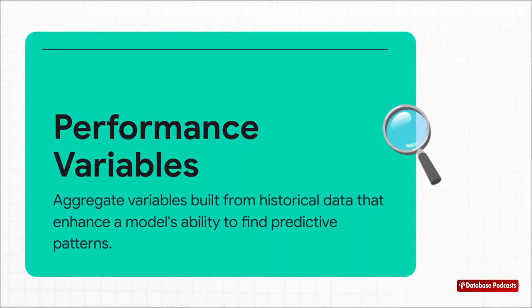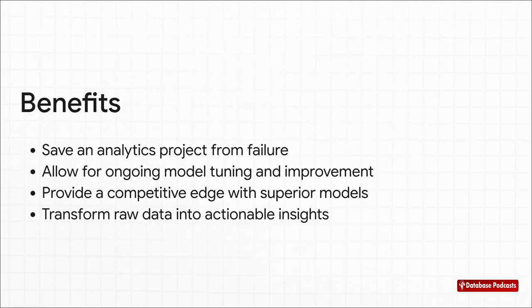Now, performance variables aren't just the raw fields you pull from a database. Nope. These are variables you thoughtfully craft. You design them. They're built to summarize historical data and trends to uncover those deep, hidden patterns that raw data just can't show you. It's kind of like taking raw crude oil and refining it into high-octane fuel for your model. And this is why they're such a game changer. I mean, they can literally rescue a project that's about to fail. They also let you keep fine-tuning your models over time, and that gives you a massive competitive edge. It's all about turning that messy raw data into insights you can actually use.